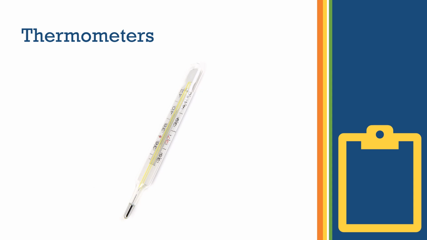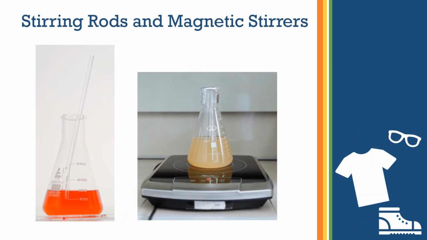Thermometers are used to measure temperature accurately in the lab. They can be either mercury-based or digital. Ensure you handle mercury thermometers with care to avoid breakage and potential mercury exposure. Stirring rods are simple glass rods used for manually stirring solutions. Magnetic stirrers, on the other hand, use a rotating magnetic field to stir solutions automatically, providing more consistent mixing.